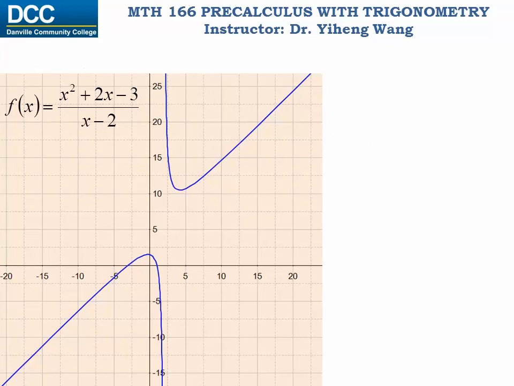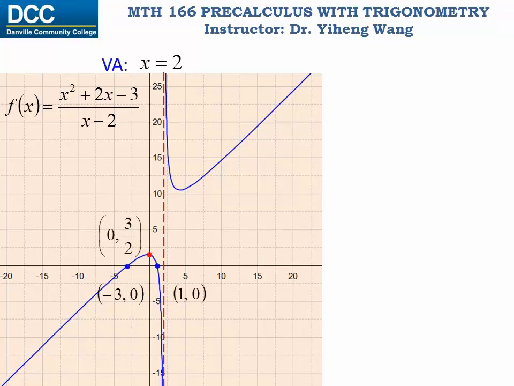So here is the graph for this rational function. Again, we have a vertical asymptote x equals 2. There's no horizontal asymptote. We have two x-intercepts and one y-intercept.